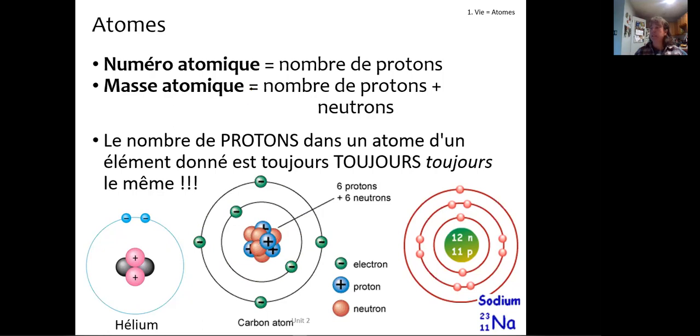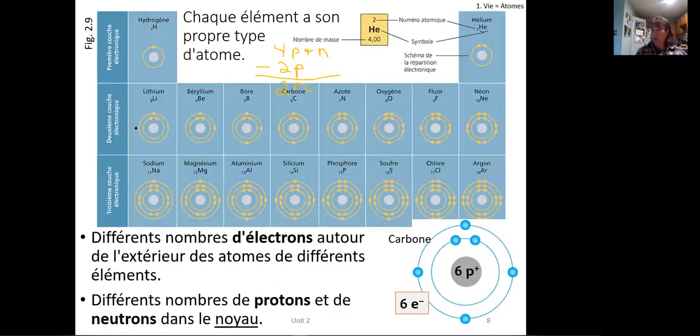What is the atomic mass of carbon? We add the number of protons plus number of neutrons equals 12 for the atomic mass. Let's go back and look at our chart. Oh, this chart doesn't have atomic mass. Okay. But I can say that 12 is the mass. On this chart, I can also see 1, 2, 3, 4, 5, 6 electrons.